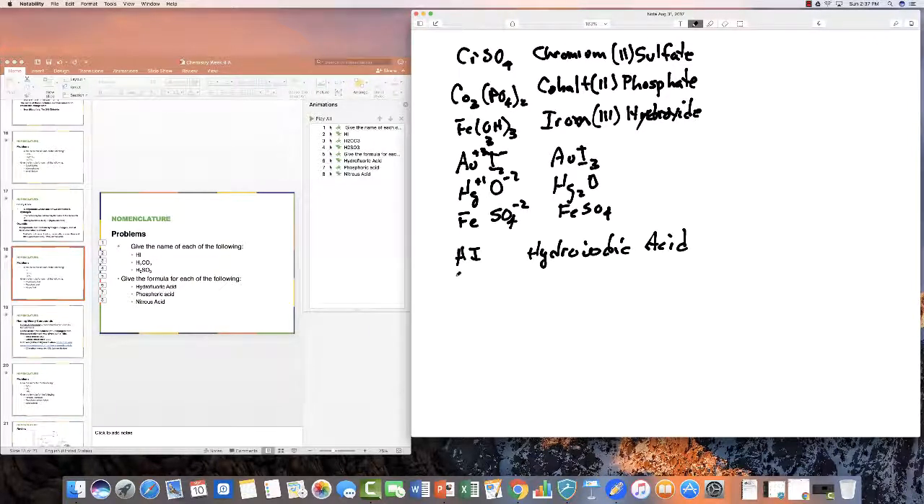The second one here is H2CO3. You look in your table, and this is the carbonic radical, or carbonic polyatomic ion. So this is carbonic acid. This is also called carbonate.